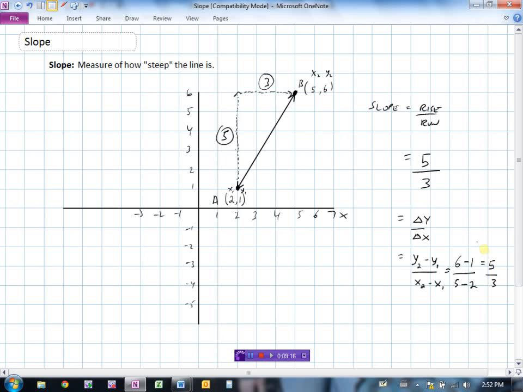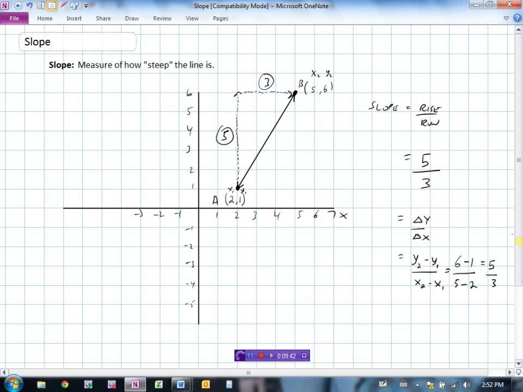So if you have the graph, well, it's fairly easy. You can count the squares. How far up do I go? And then how far to the right do I go? There's your slope. But if you have the 2 points, instead of having to graph them, it's sometimes easier to just go y minus y. In this case was 5 divided by x minus x, which is 3. And then we get the change in y divided by the change in x.